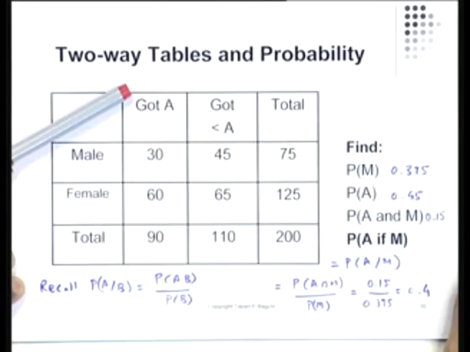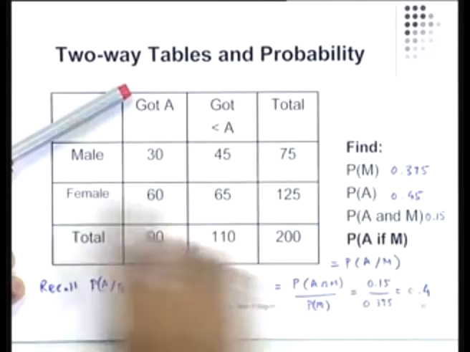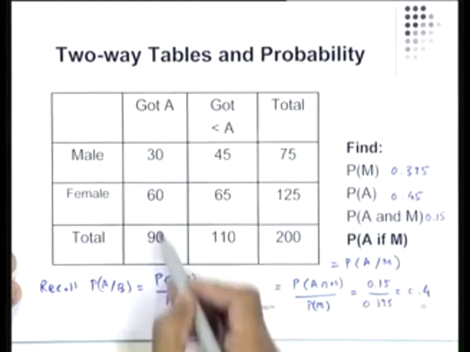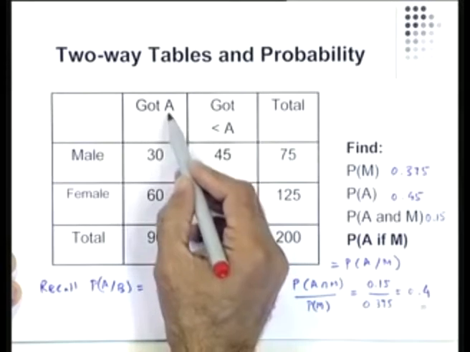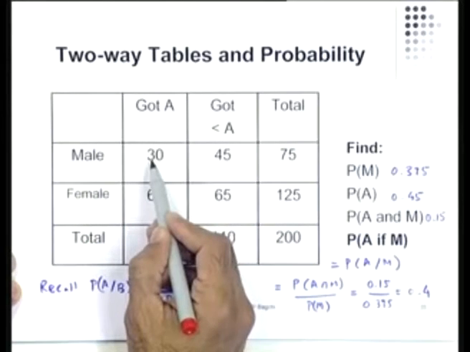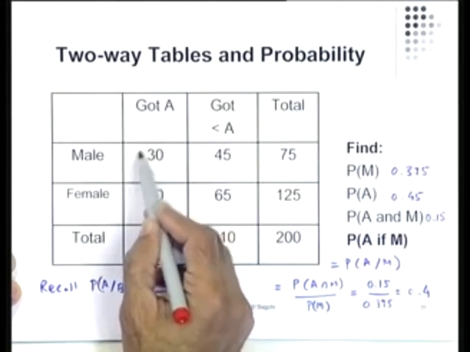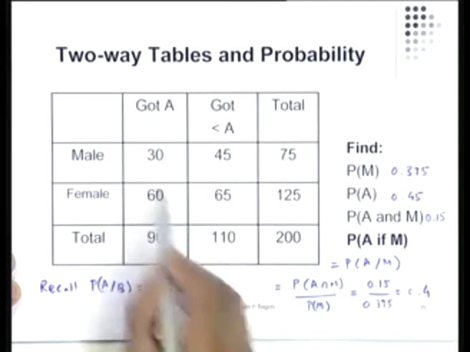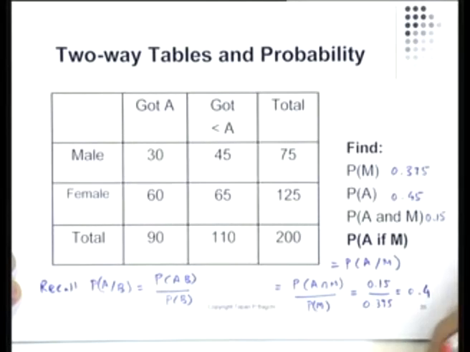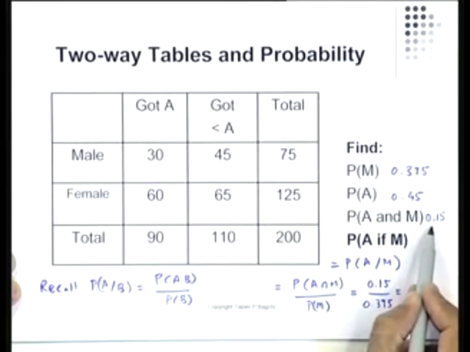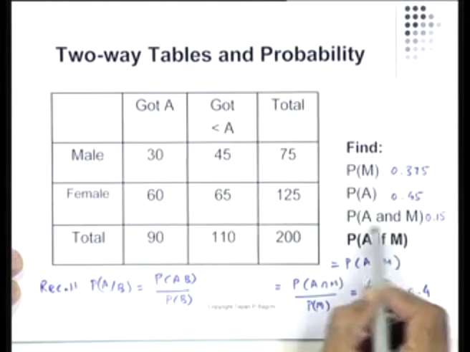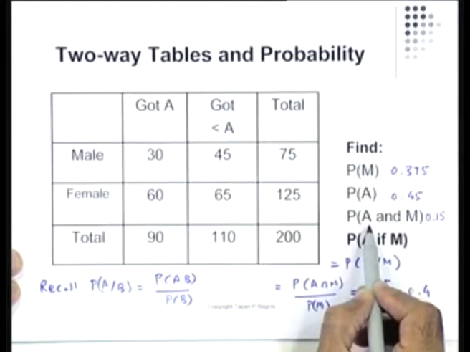Now let's take a look at the third possibility, probability of A and M. What is A and M? The person scored A and the person was male. That is going to be 30 divided by 200, again by counting. I don't need the machine now, it turns out to be 0.15. That's the probability that the randomly picked student was male and also had scored A.